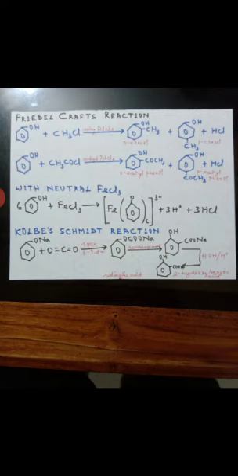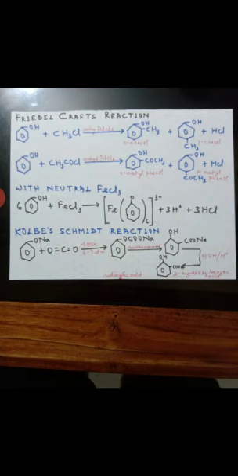Next is the reaction with neutral ferric chloride, which is a test for phenol. I have already told you the test for phenol with bromine water, where you got a white precipitate. This is also a test for phenol. What you have to do is add neutral ferric chloride solution.